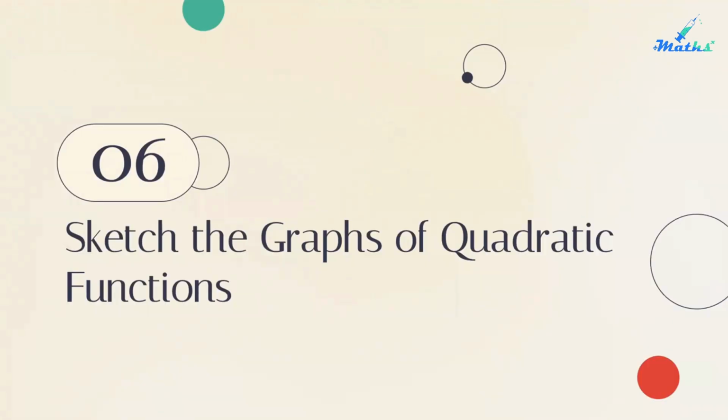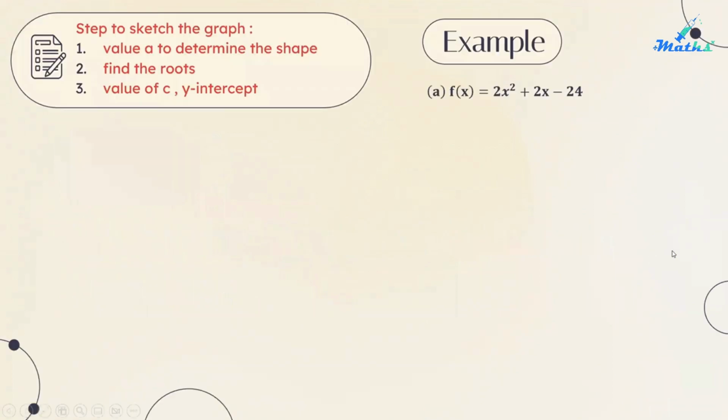Next is sketch the graph of quadratic function. Okay, let's see the steps to sketch the graph. First, find the value of a to determine the shape, either a minimum graph or a maximum graph. Second, find the roots. Third is to find the value of c, which is the y-intercept. Okay, let's see the example.